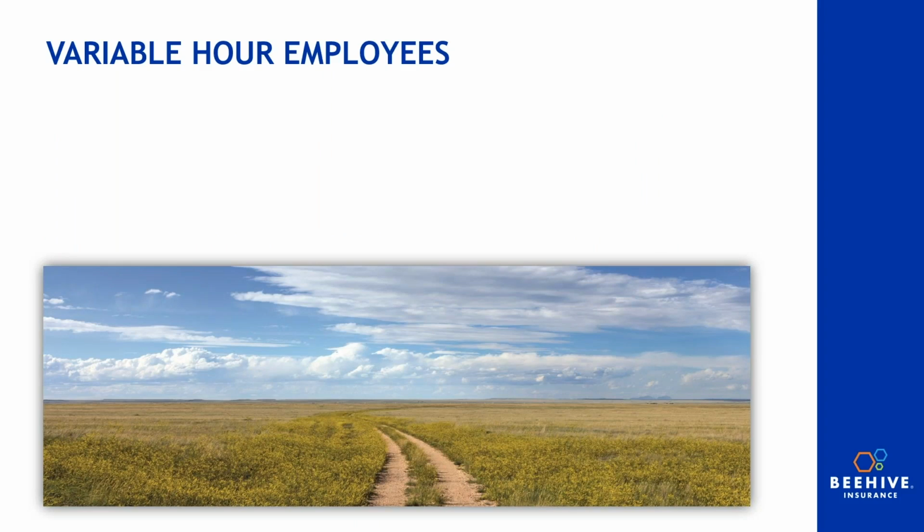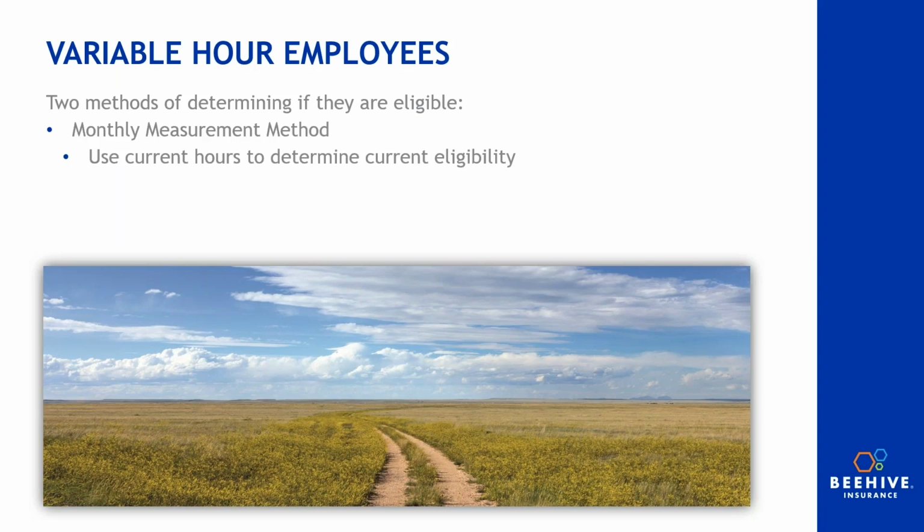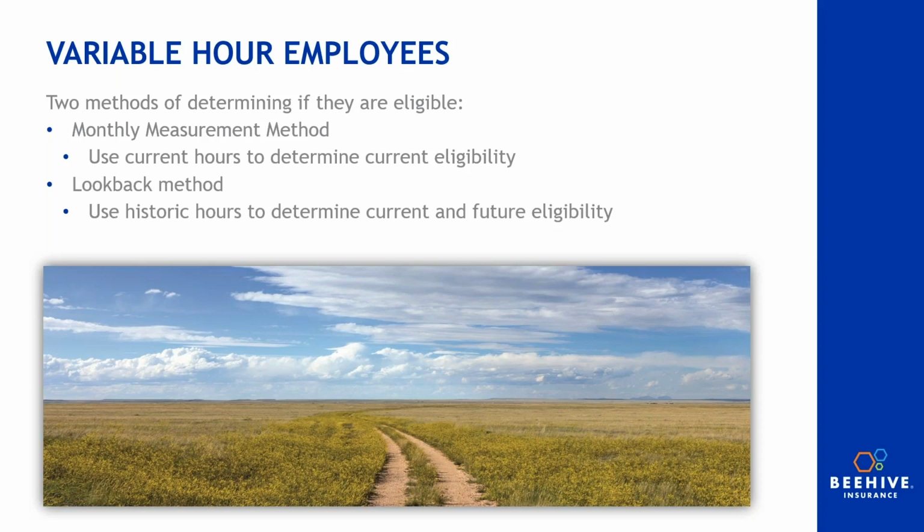So for variable hour employees, there are two methods of determining if they are eligible for benefits, because they may be eligible, they may be ineligible, depending on what their hours end up being. The first method is the monthly measurement method. It uses current hours to determine current eligibility. The other and more common method is the look-back method, and it uses historic hours to determine current and future eligibility.